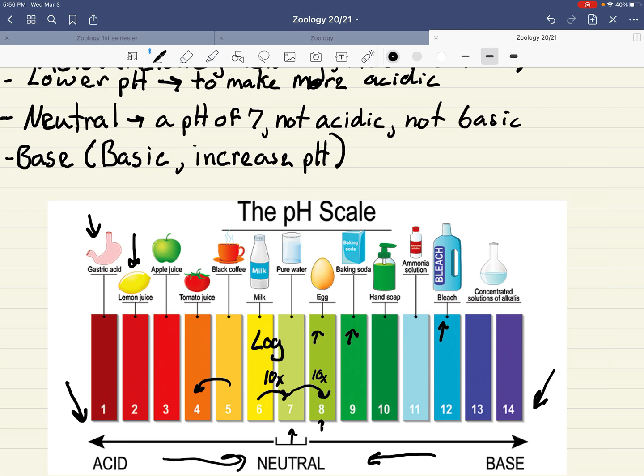Having a high pH, so more basic, or having a low pH, more acidic, doesn't necessarily mean one thing is more dangerous than the other, meaning that an acid's not necessarily more dangerous than a base. Both of them can be dangerous. Both of them can be necessary too, depending on what we're talking about.